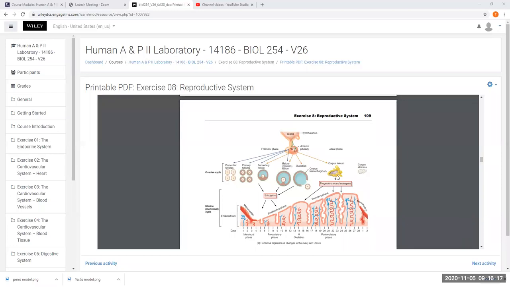So one of its jobs is to maintain the secretion of progesterone from the corpus luteum until the fertilized egg implants on the uterus, and the cells that start to develop into the placental tissue will then take over the job of producing the progesterone and estrogens throughout pregnancy. So the corpus luteum will die, but it just takes longer for it to die until the placenta can take over hormone production. So that's the importance of progesterone.